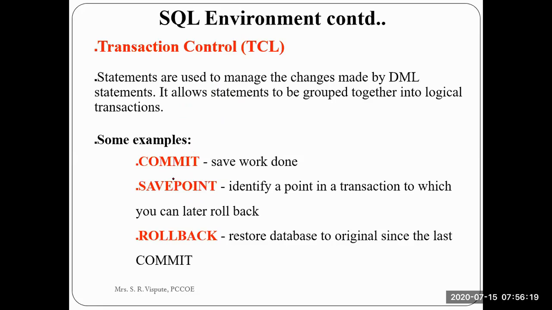So here are some examples. Commit to save the work done, right? Savepoint to identify a point in a transaction to which you can later roll back, right? And rollback is another example of transaction control language, to restore the database to the original state since the last commit, right? So all these are the commands required for concurrency control management in the transaction, right? When multiple transactions run in parallel, we need to use these different control statements to manage the transactions, right?